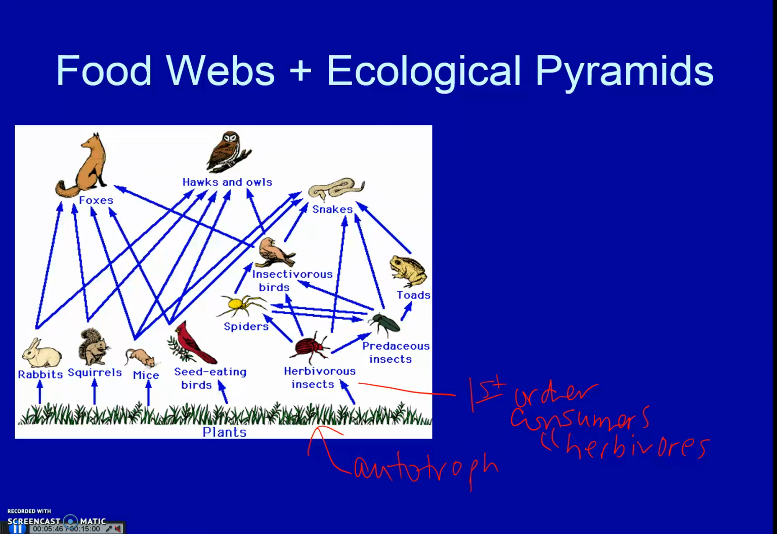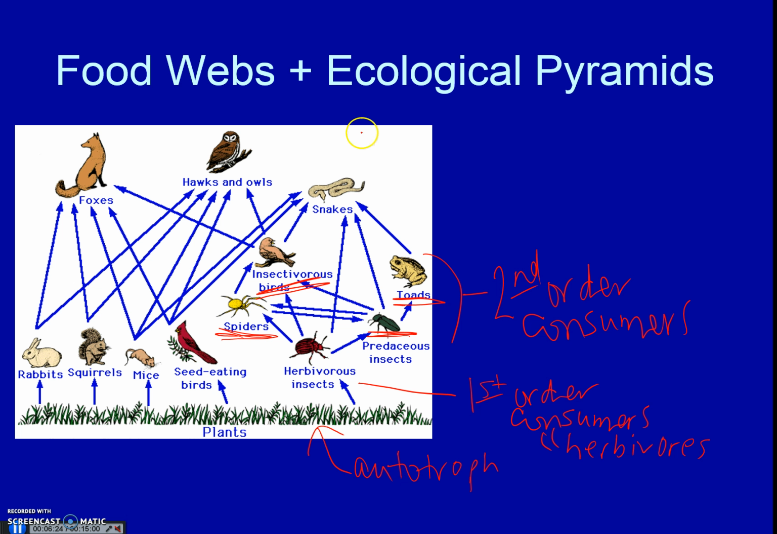Above the first order consumers are going to be some of your smaller carnivores and also some of your smaller omnivores usually. So you can see we have a spider, for an example, as a second order consumer. Obviously that's going to be carnivorous. Predaceous insects or predator insects, insectivorous birds, and then of course the toads. So these organisms are all called your second order consumers. And again, they are going to be your smaller carnivores and then your smaller omnivores.